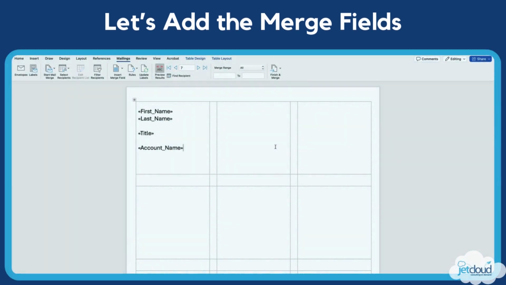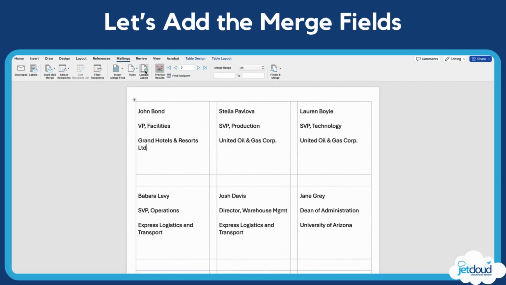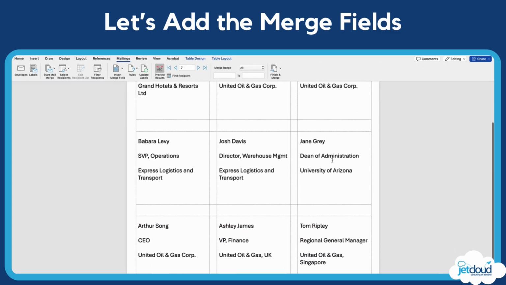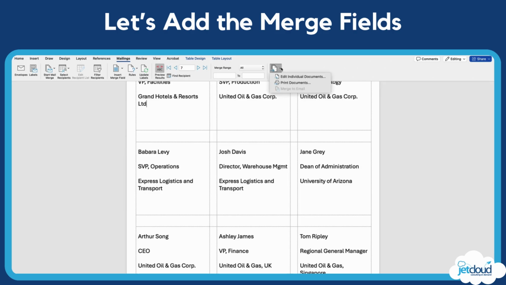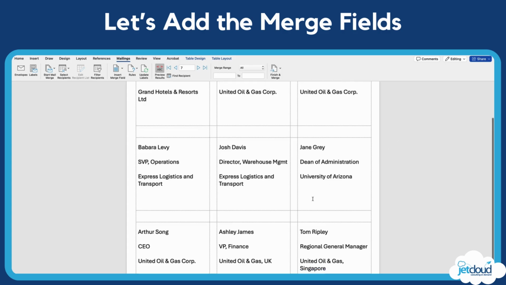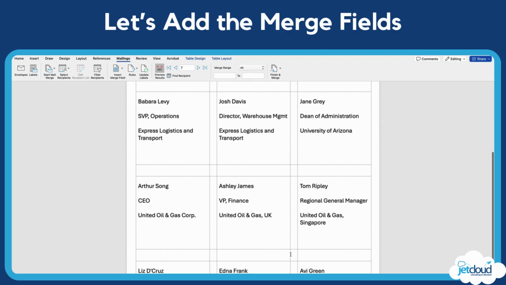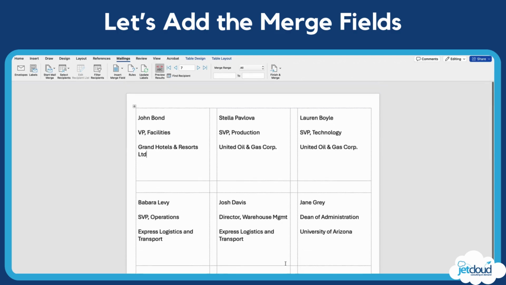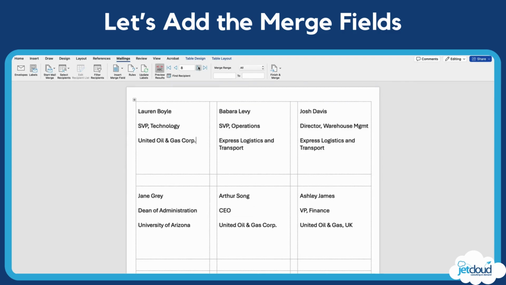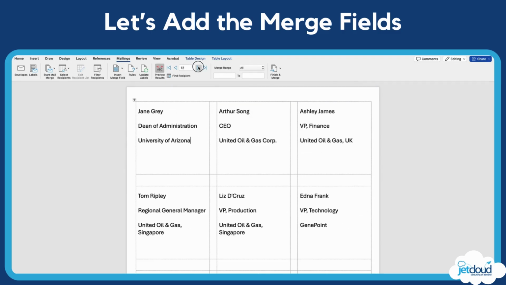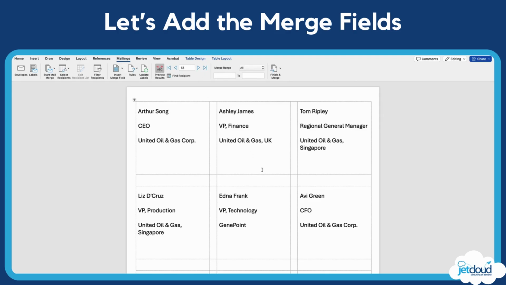I need to update all of the labels to include those merge fields. And I can go ahead and click on Update Labels, and it's going to copy the merge fields and pull the data through from my selected recipients list. I can now go ahead and click on the Finish and Merge and choose to print out those documents. If I need to go through and make any changes, I can do them on the individual labels that are affected. So if I scroll through, I can see all of those labels have been created for the people in my list.